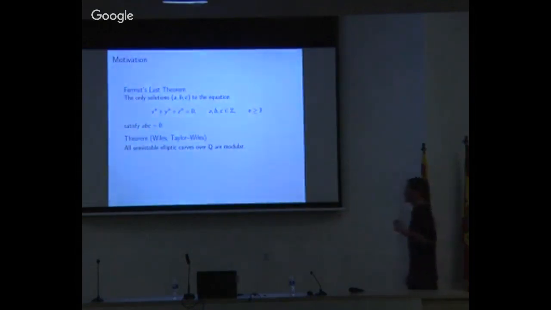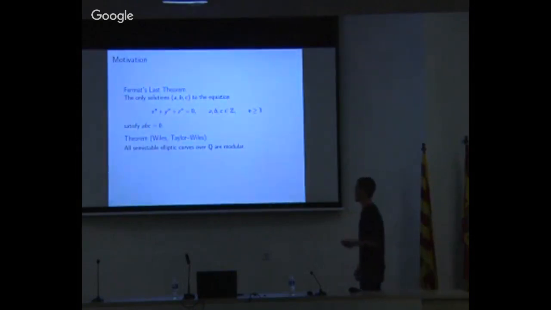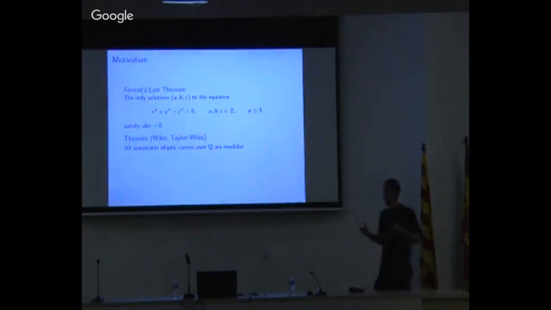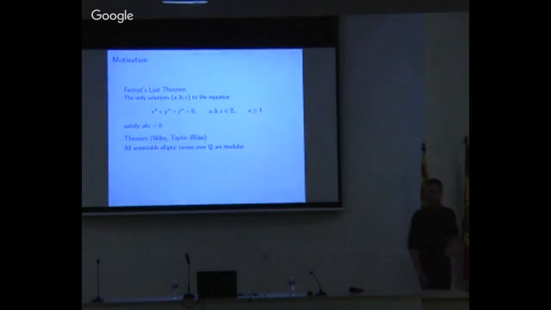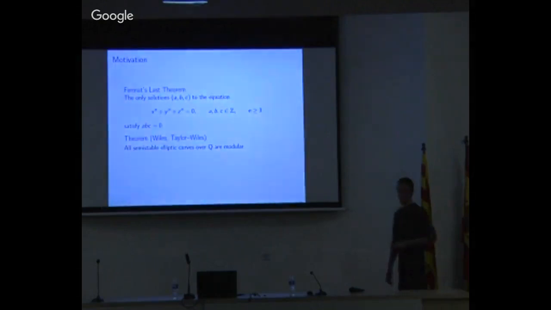All semi-stable elliptic curves over Q are modular. So the great magic about this modular method is that a statement about Diophantine equations is mysteriously related to a statement of modularity of elliptic curves. So in this talk, we have, let's say, 3 main objectives. The first one is to make sense of this sentence. Our second objective will be how this sentence relates to that one.